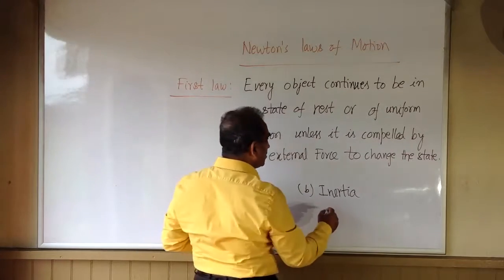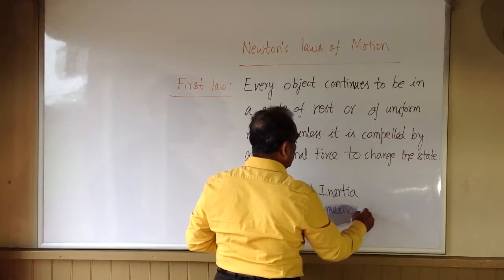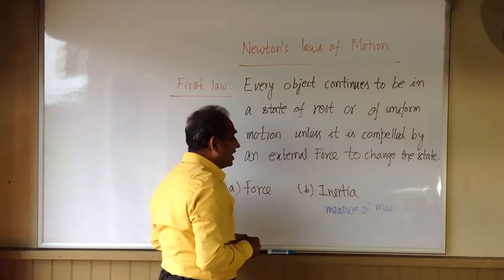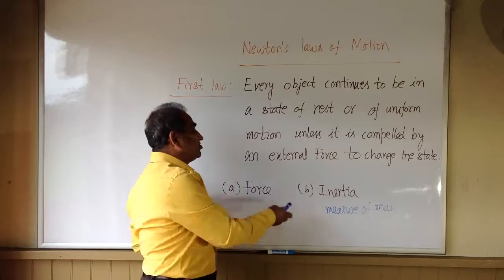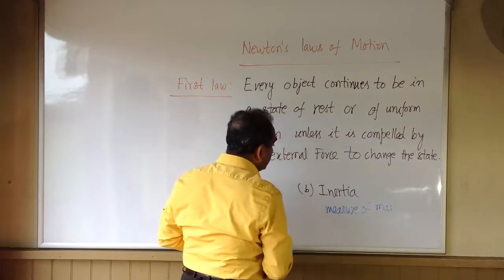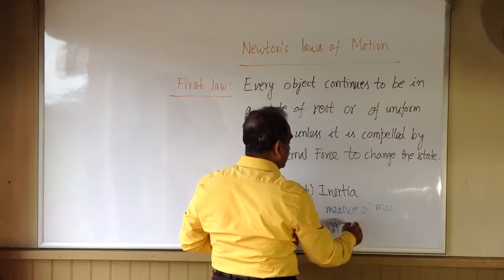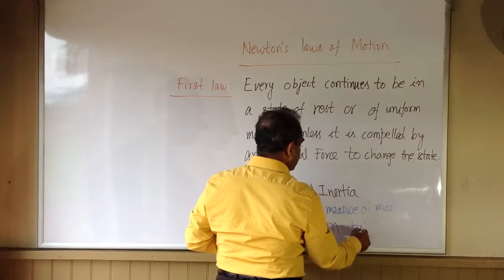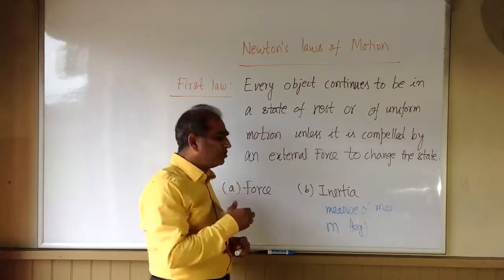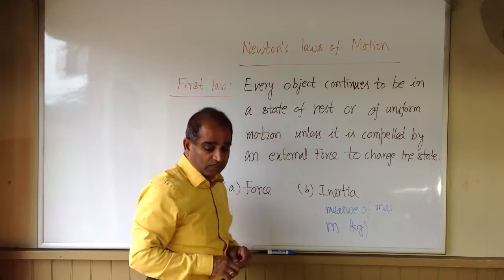So we have to talk about these two terms now. Inertia is nothing but a measure of mass. Measure of mass is called inertia. And force is the one which changes the state of this mass. So mass is measured in kilograms. Mass m, let's say I represent with m, is measured in kilograms in the SI system. So force, how much is the force? How do you calculate? That we will see in Newton's second law of motion. Alright.